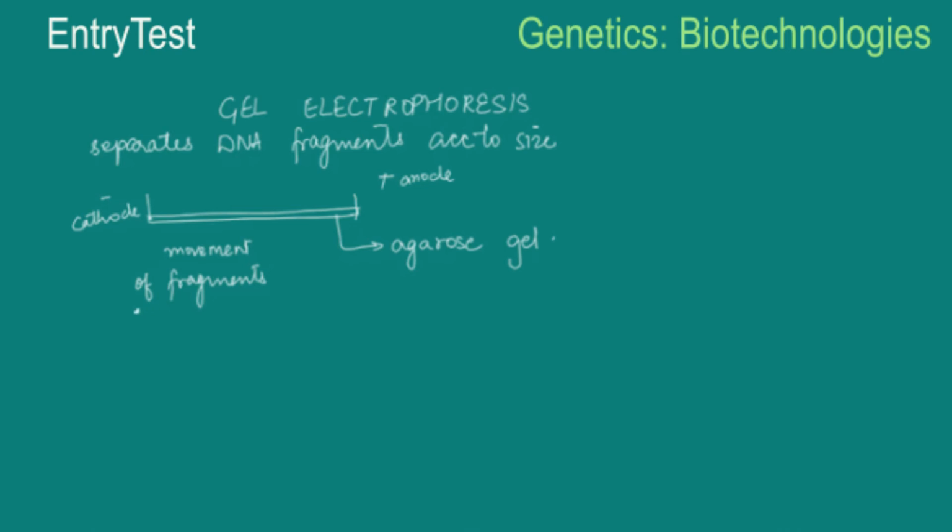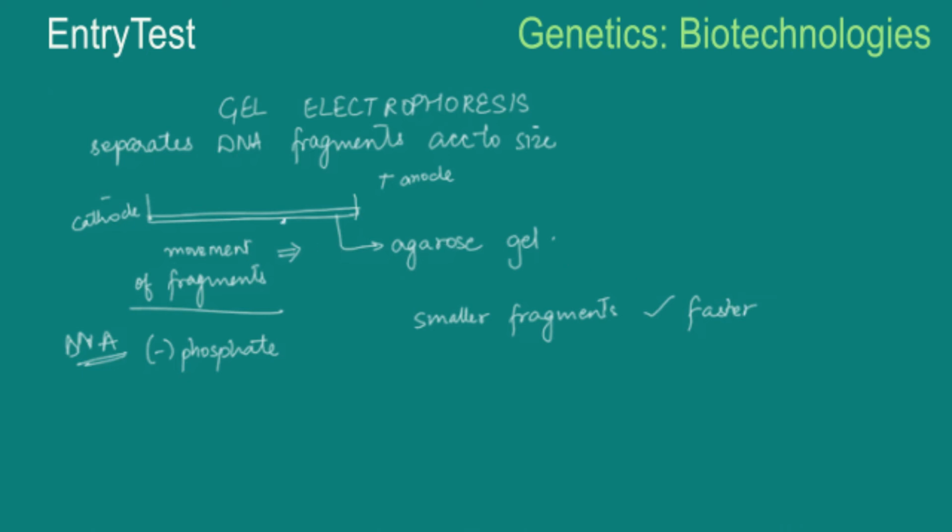Now the movement of fragments, in which direction do you think it will take place? Now DNA, as a molecule, has negative charge because of the phosphate group. So if it is negatively charged, it will be attracted towards the anode. That means movement of fragments takes place in this direction. Now the smaller fragments travel faster because of their small size. They will get impeded less by the gel matrix and they will travel faster. The bigger fragments will take longer to move towards the positive anode.